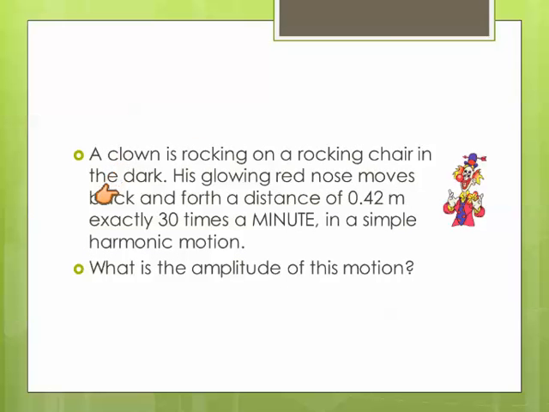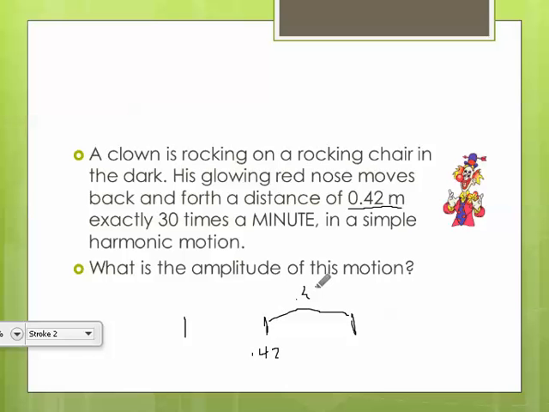A clown is rocking in a rocking chair in a dark room. The glowing red nose moves back and forth a distance of 0.42 meters, exactly 30 times in a minute, in simple harmonic motion. What is the amplitude of this motion? Well, it's really not that difficult. They're giving it to you right here. They're telling you that it's moving 0.42. So from here to here is 0.42. Guess what? If it's harmonic motion, then the amplitude is going to be half of that value, or 0.21.